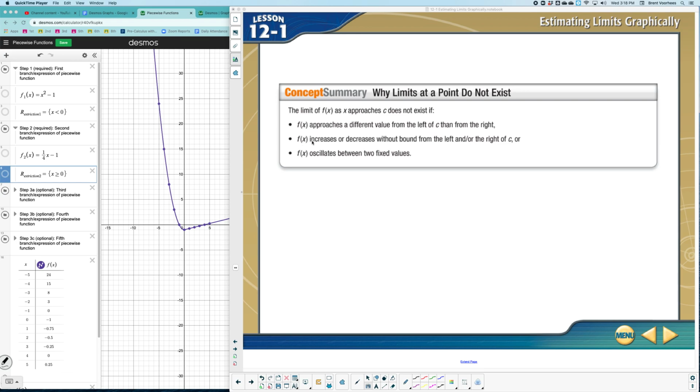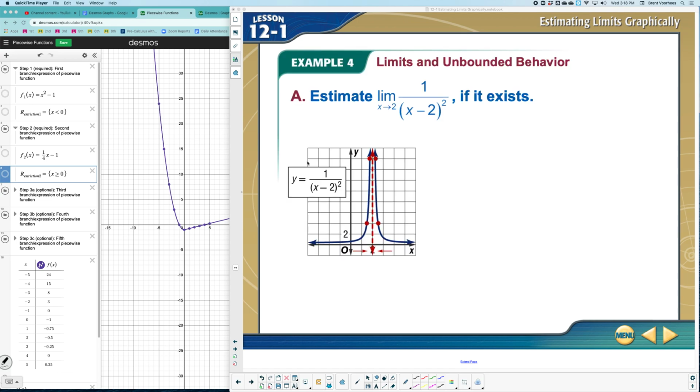And we wouldn't have a limit if the graph would increase or decrease without bound. That means it approaches infinity, either from the left or the right. Finally, if it oscillates between two fixed values, we might not have a limit as well. So let's take an example here.